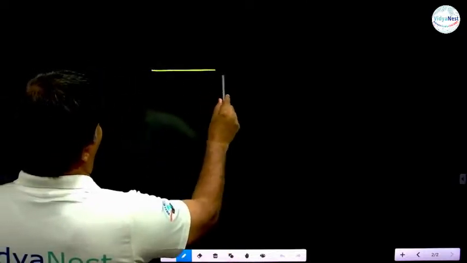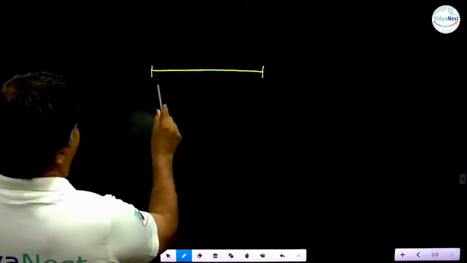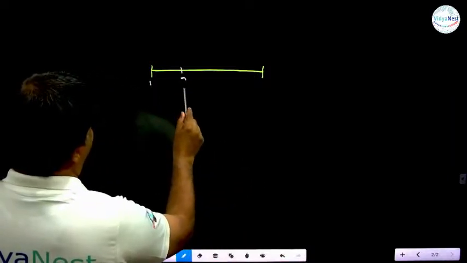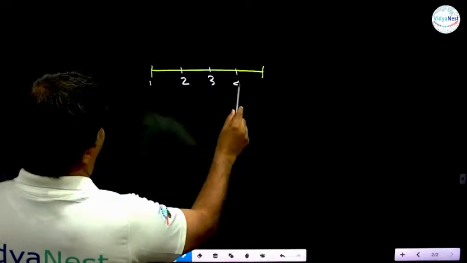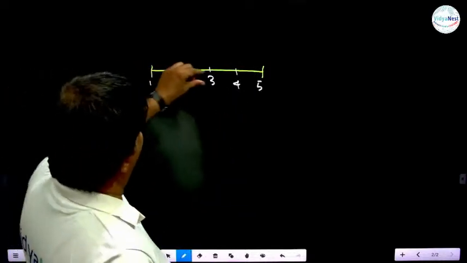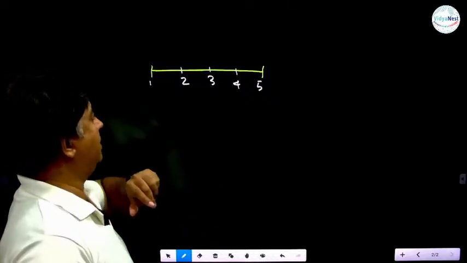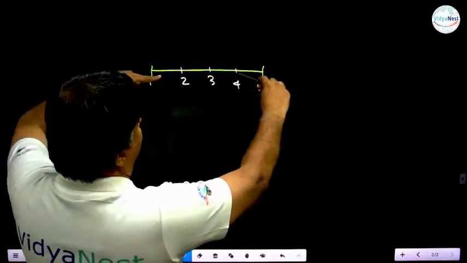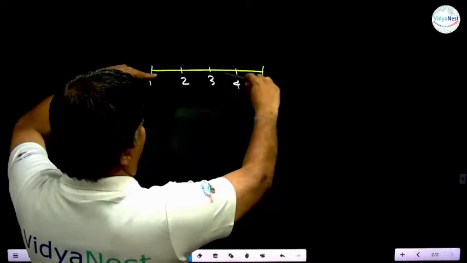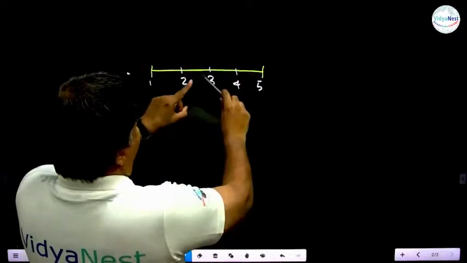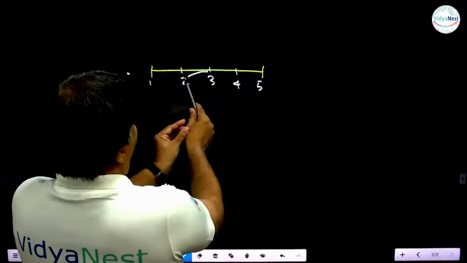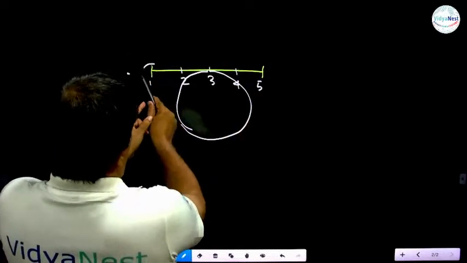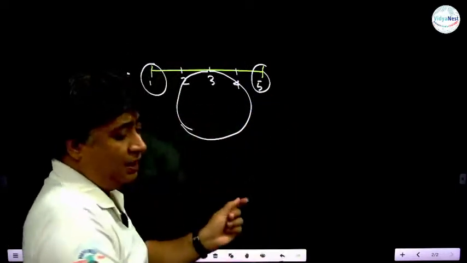In a shortcut way we will remember it. Suppose there is a line, and 5 persons are sitting: 1, 2, 3, 4, 5, like on a bench in a park. Now, suppose the horizontal or straight bench is bent to form a circular table. If you bend it and form a table, the first and last one will coincide. Yes or no?